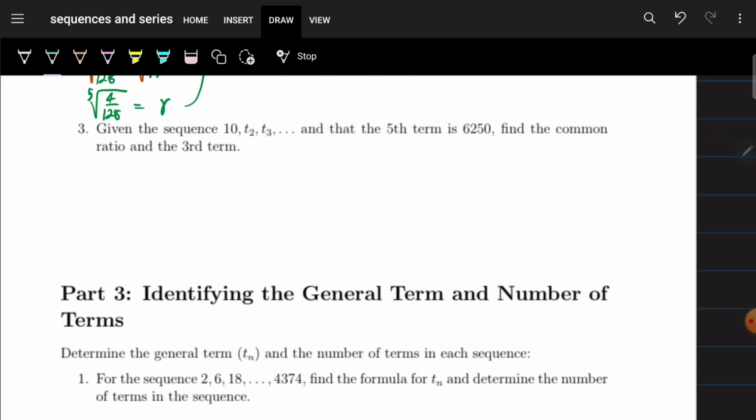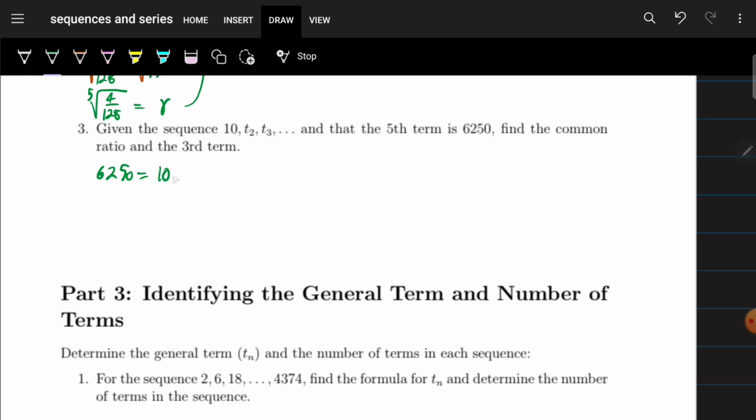Let's have a look at the next one. It says, given the sequence and that the fifth term is 6,250. Find the common ratio and the third term. So we'll find the common ratio exactly the same way. So I'll start doing these a little bit faster now.